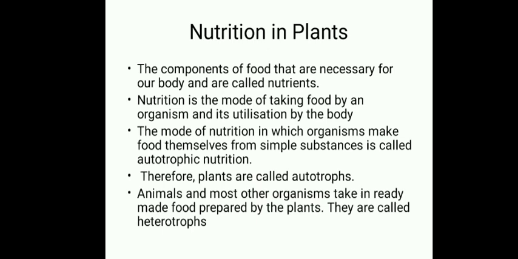Nutrition is the mode of taking food by an organism and its utilization. How the components of food are taken by the body and utilized by the body, that is the process of nutrition. There are two types of nutrition you have studied, autotrophic and heterotrophic. Plants are autotrophic because they can prepare their own food. Animals are considered heterotrophic because they depend on others, plants or animals, for their food. But some plants can be heterotrophic also, and we will study about that in this chapter.